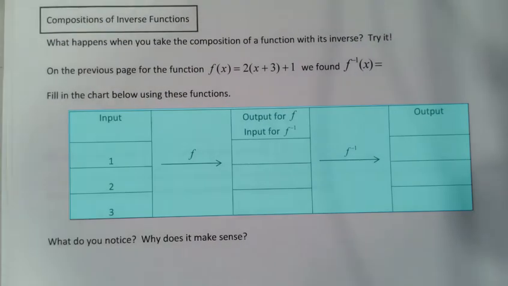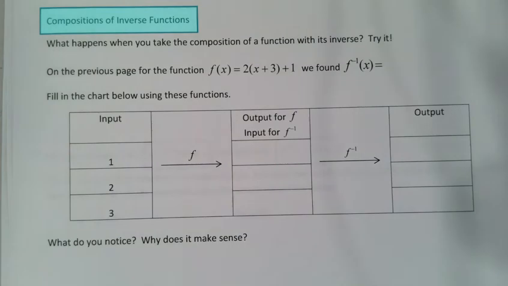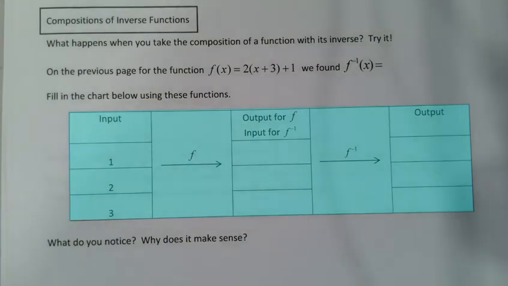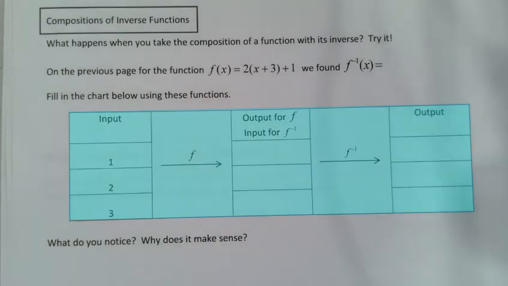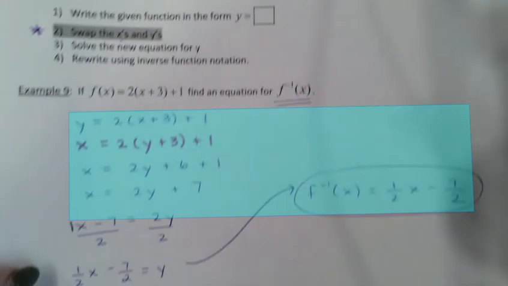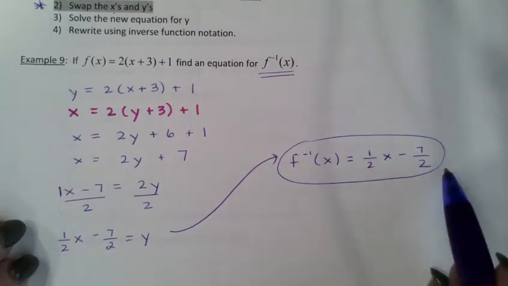All right, the next thing we'd like to do is talk a little bit about compositions of inverse functions. Right, we started this whole section with compositions, then we went to inverse functions. We're now going to put those two ideas together and take the composition of a function with its inverse. We actually just worked with this function a minute or two ago, right? This 2 times x plus 3 plus 1. Remember that when we did the inverse function, we got 1/2 x minus 7/2.